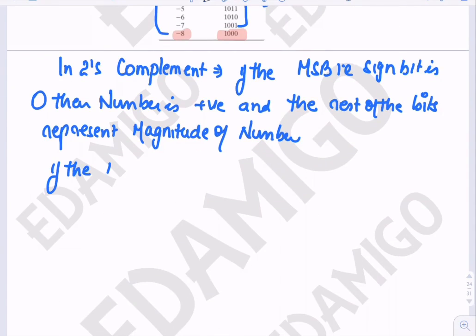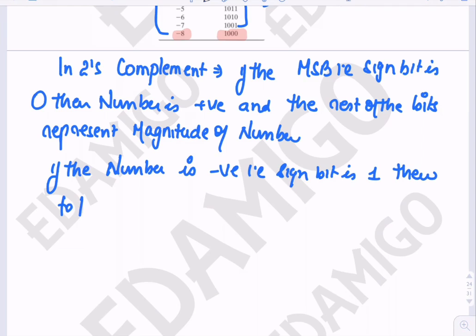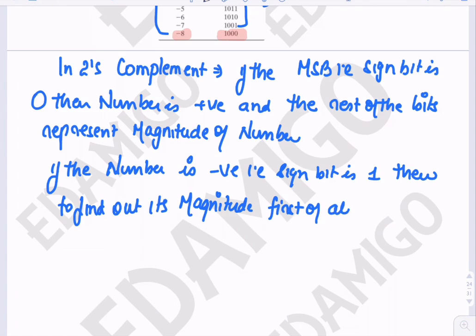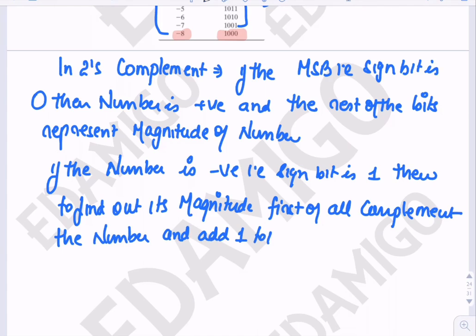Okay, if the number is negative, that is the sign bit is 1, then to find out its magnitude, first of all complement the number, and add 1 to it to get its magnitude.